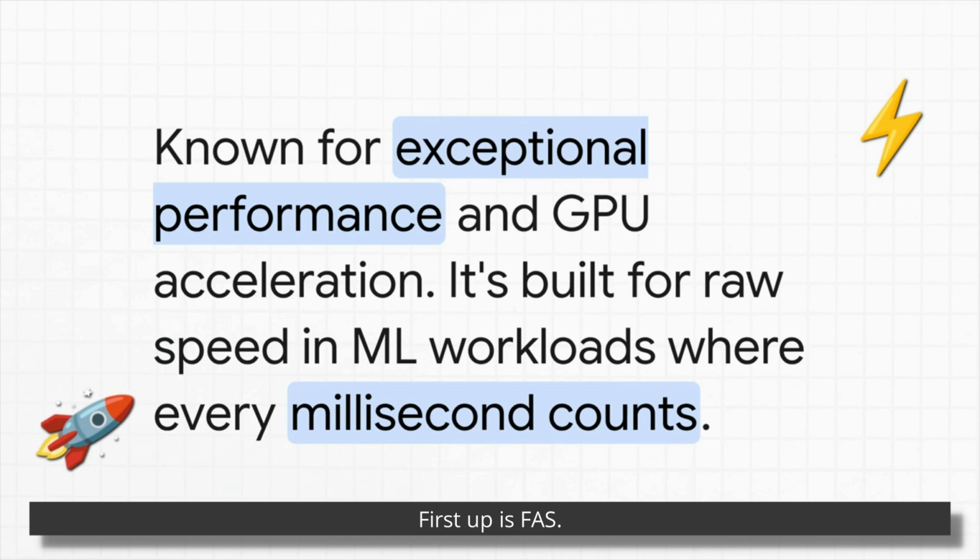First up is FAISS. If you need just raw, unadulterated speed, this is often your go-to. It was developed by Meta's AI Research Lab, and it is highly, highly optimized for performance, especially if you can throw a GPU at it. It's an incredibly powerful tool for machine learning workloads where every single millisecond counts.